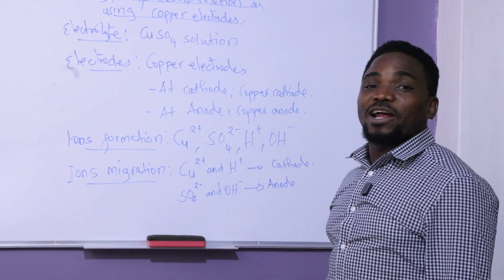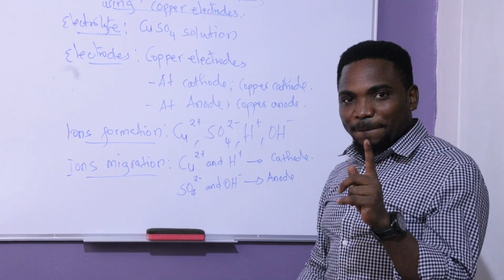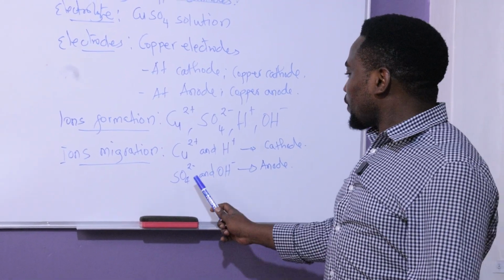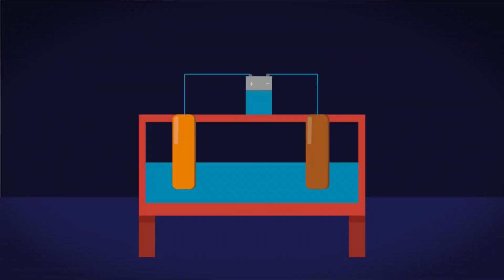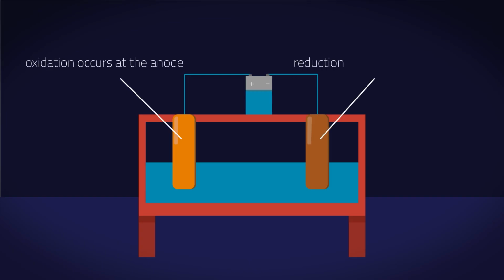Next? It is for the case of the anode. For the case of the anode, I want you to understand me well. Sulfate ion and hydroxyl ion. The sulfate ion and the hydroxyl ion will migrate to the anode. But after reaching the anode, it was supposed for hydroxyl ions to be discharged as compared to sulfate.